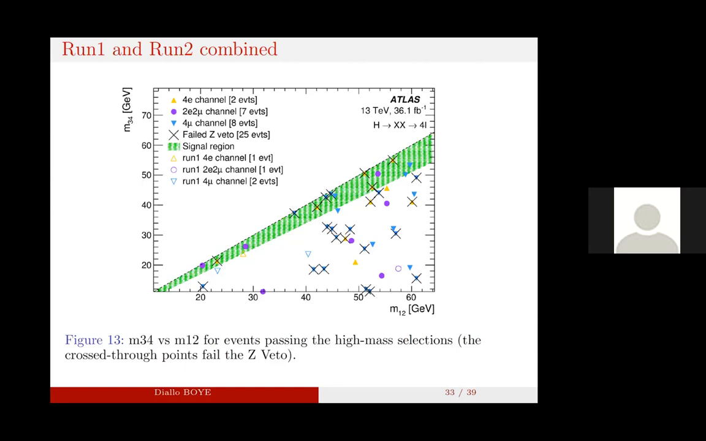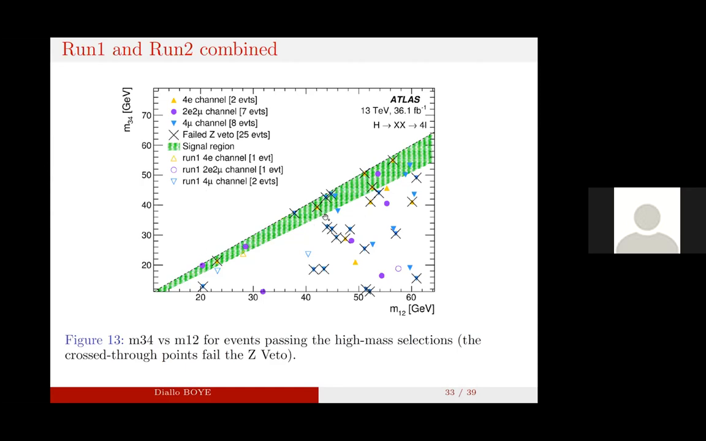And since the masses are always less than the Z mass, it means M12 will always be higher than M34. So you will have this triangle where you always have M12 higher than M34. That's why you don't have any events here, because if you had events here, where my mouse is, it would mean M34 is higher than M12. And this is not possible because of the way we choose M12 and M34.